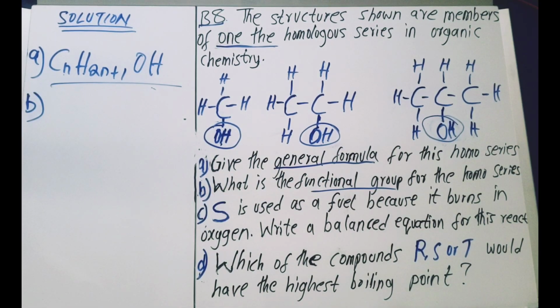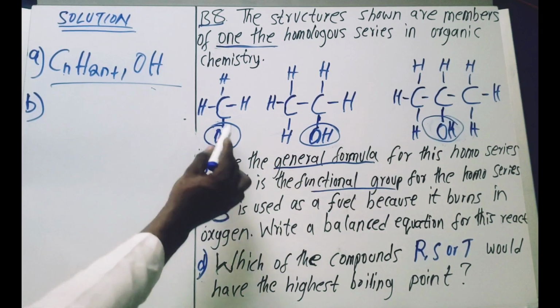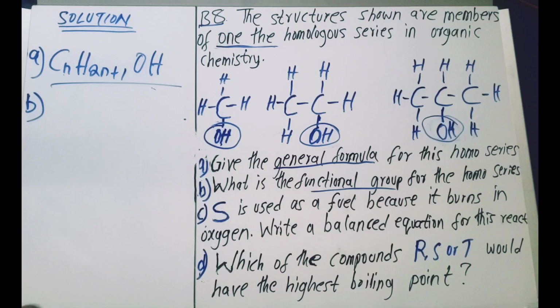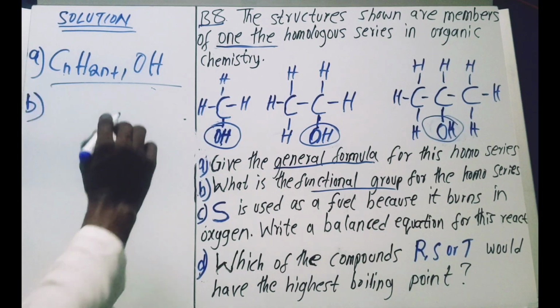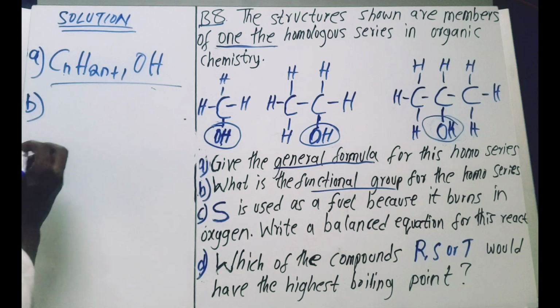The functional group for this is what? It is OH. Okay? I'm just explaining. This OH is the one which is responsible for the chemical properties of this group, the alkanols. So the functional group is OH.